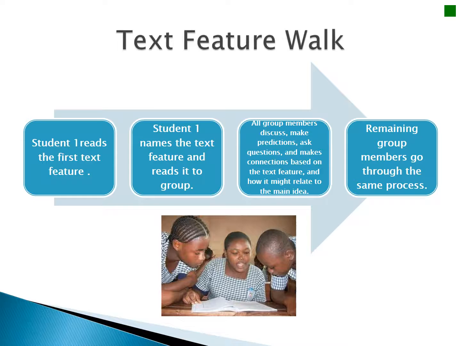A fun way to do a text feature walk is to have students work in groups, and the first student reads a text structure, names the text feature, and reads it to the group. All the group members discuss, make predictions, ask questions, and make connections based on the text feature and how it might relate to the main idea. And then you go on. The next student will be the one to read the text feature, and they go throughout the text repeating this process.